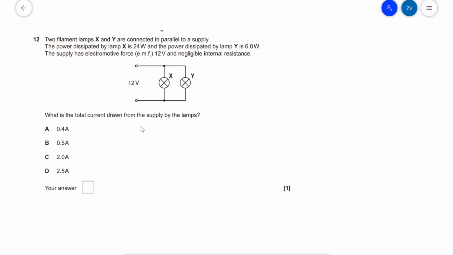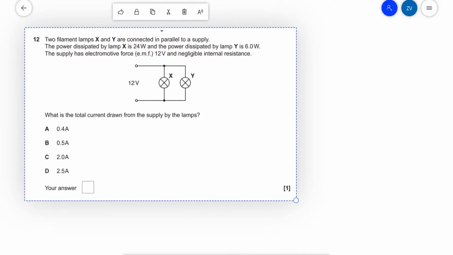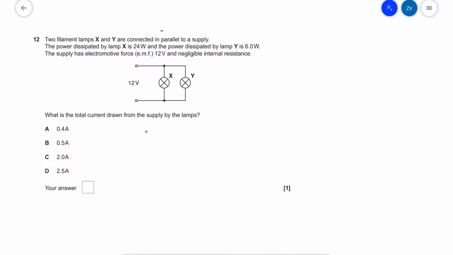Well, first of all, we need to consider that the PD will remain constant in this parallel circuit. So that means that if the EMF is 12 over here, then we are also going to have 12 volts across bulb X, and we're also going to have 12 volts across filament lamp Y.